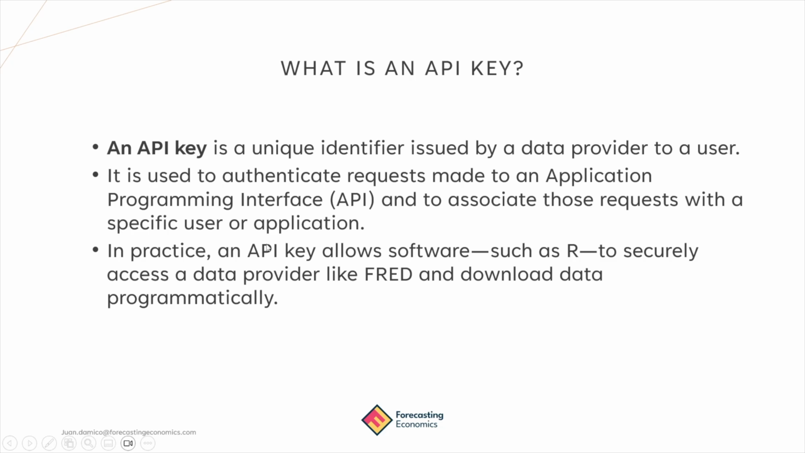So in practice, an API key is going to allow the software, in this case it's R, but you can also do it in Python, for example. We can also do a tutorial later on how to do it in Python. And this is going to allow you to securely access the data provider like FRED. In this case, we're going to be using FRED because it's the most widely used, I would say, in the academic world of researchers, students. So it's a very user-friendly database. So we're going to be using FRED, and then we're going to download the data programmatically, okay?